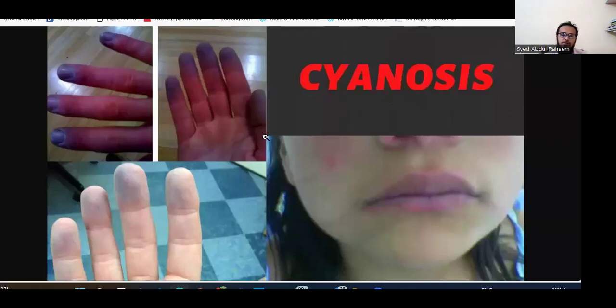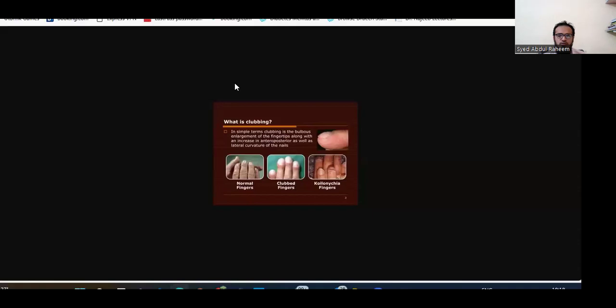So you can see that this is the symptom of cyanosis. These are the bluish colored fingertips. Also here the lips. Okay, in the face also you can see that. Okay, so you can see this image and the second image here. This is the normal fingers. You can see that these are the clubbed fingers. Means the tip of the finger or phalanges will become a bulb-like structure, bulb enlargement. We can see that. Okay, so this is clubbing.